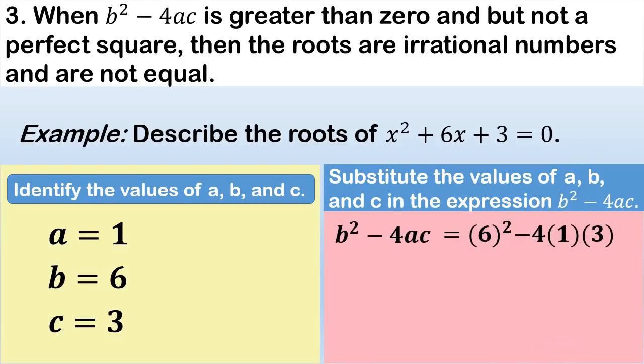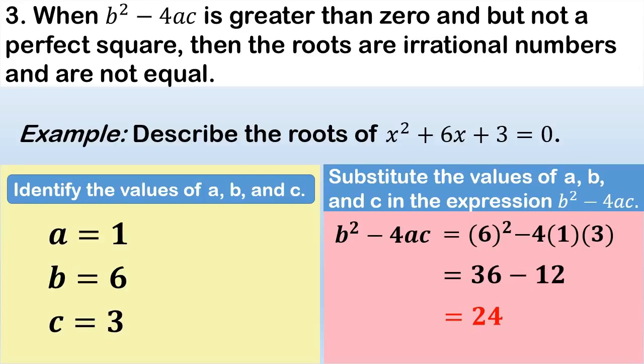So it will become 6 squared. 6 is the value for b, minus 4 times 1, the value for a, and 3, the value for c. So 6 squared is equal to 36, minus 4 times 1 is equal to 4. 4 times 3 is equal to 12. So we have here 36 minus 12. So 36 minus 12 is equal to 24. So the discriminant is 24. 24 is greater than 0 but not a perfect square. So hindi siya perfect square.